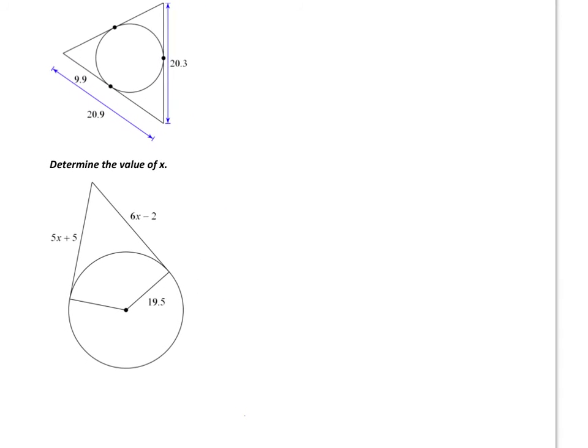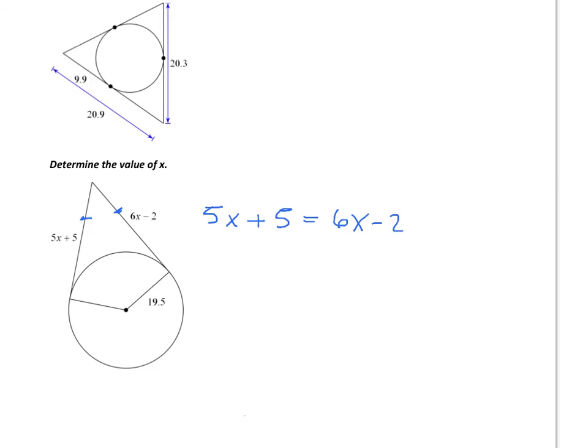In this one, we're going to do some algebra. Again, we're going to use the fact that these are two tangents, so that means they are equal. They want us to determine the value of x. All we need to use is the fact that this one is equal to this one, so that should help us set up an equation and solve for x. Using that fact, we say 5x plus 5 equals 6x minus 2.